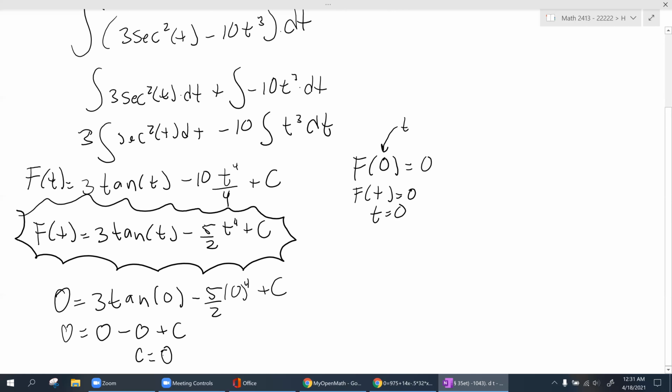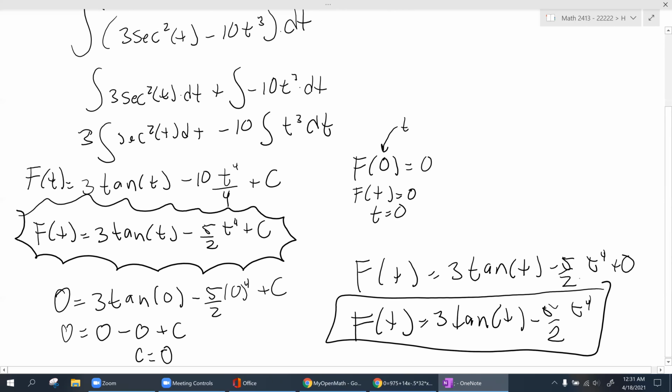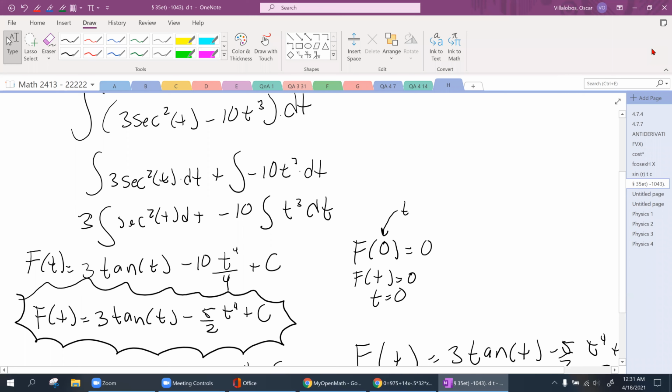So c is just nothing. It's 0. Meaning your final answer, with the initial conditions applied, would be f of t equal to 3 tangent of t minus 5 over 2 t to the fourth plus 0, or in other words, f of t is 3 tangent of t minus 5 over 2 t to the fourth. That would be your final answer, with c already solved for due to the initial conditions.